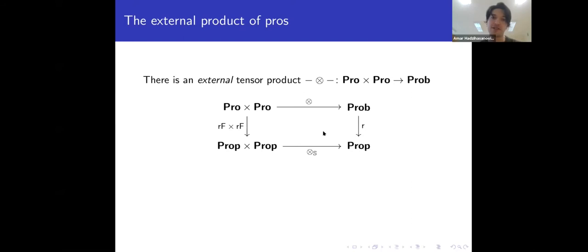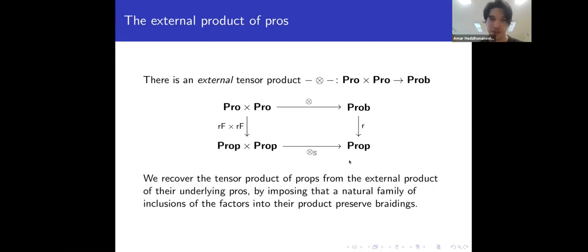And in a certain sense, this external tensor product is the real combinatorial core of the tensor product of PROPs. In the sense that we can take two PROPs, we can do the external tensor product of their PROs, then we reflect it and we obtain a PROP. That's not quite the tensor product of the two PROPs, but it does come with a natural family of inclusions of the factors into their product. And if we impose that these inclusions actually preserve the original symmetric braidings, then we obtain the tensor product of PROPs.